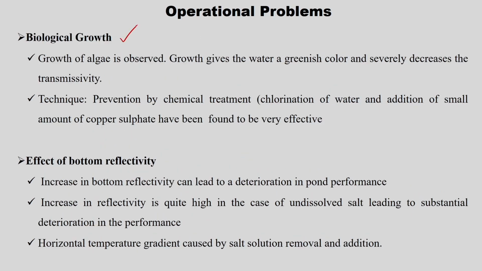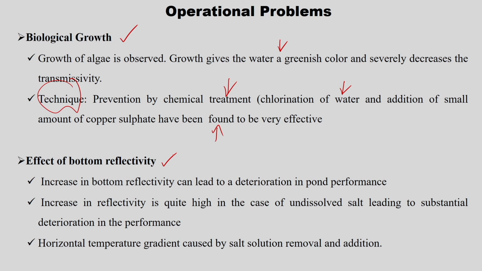Then biological growth of algae is observed. This growth gives the water a greenish color and severely decreases the transmissivity of the solar radiation. The technique to prevent this is chemical treatment. Chlorination of water and addition of a small amount of copper sulphate have been found to be very effective to suppress the growth of algae.